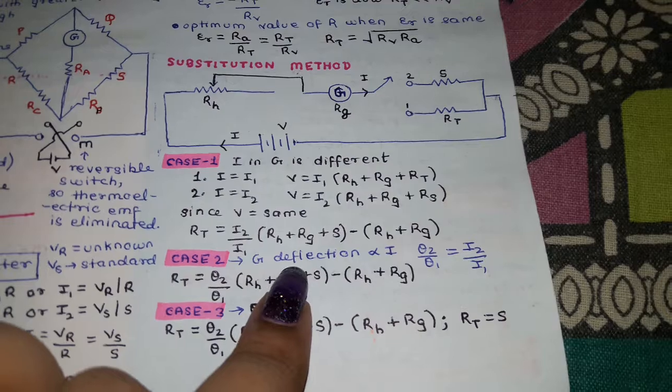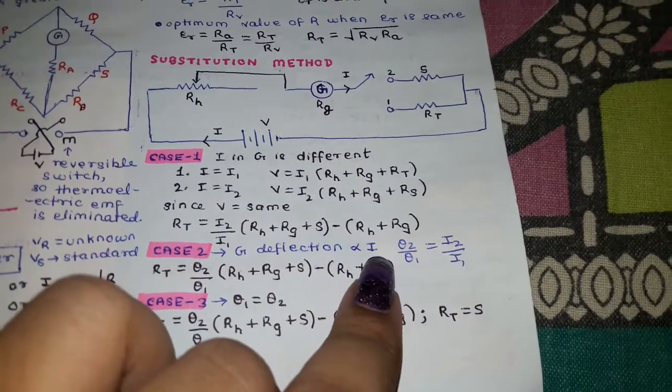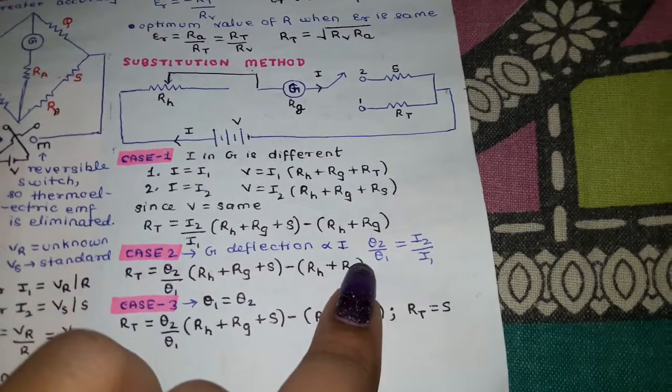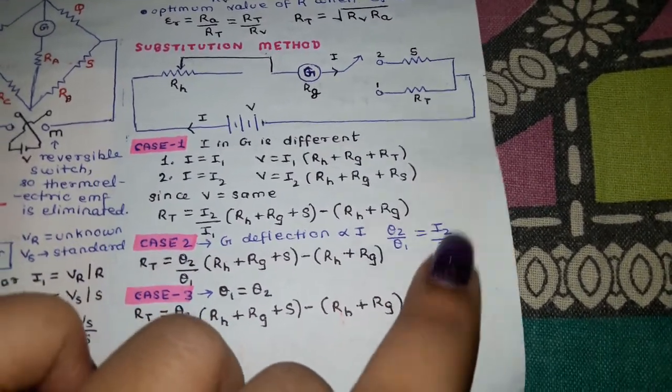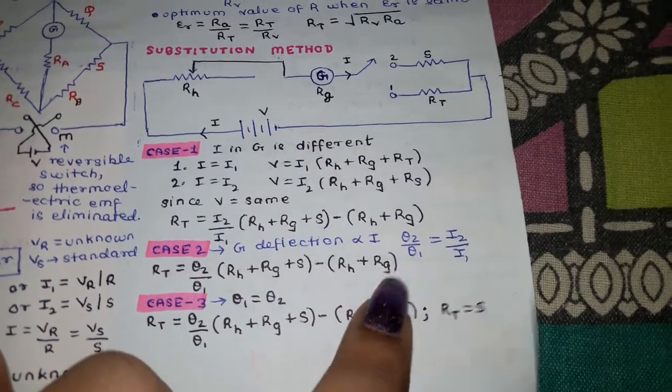Then we have case 2. The galvanometer deflection is proportional to the current, so this is the formula we are going to use: theta 2 upon theta 1 equals I2 upon I1. Then your unknown resistance will be given by this particular formula.